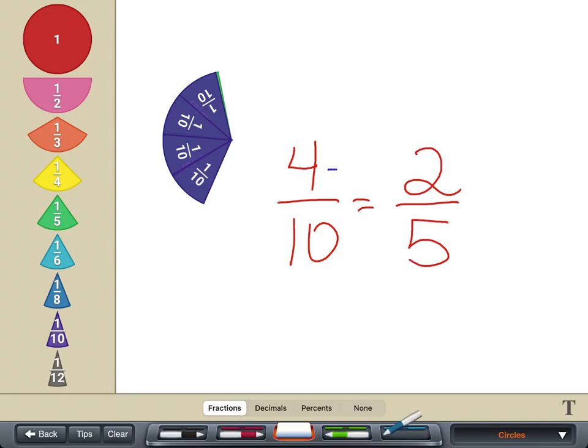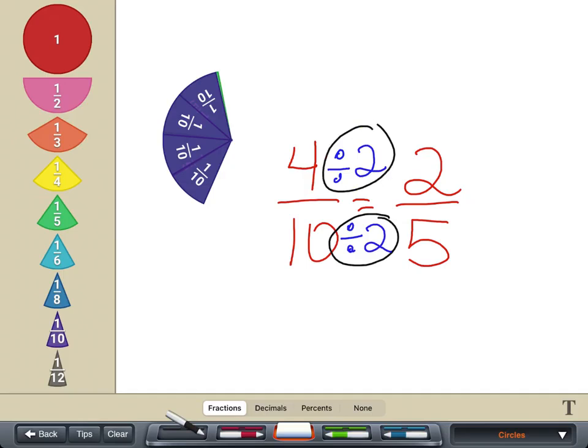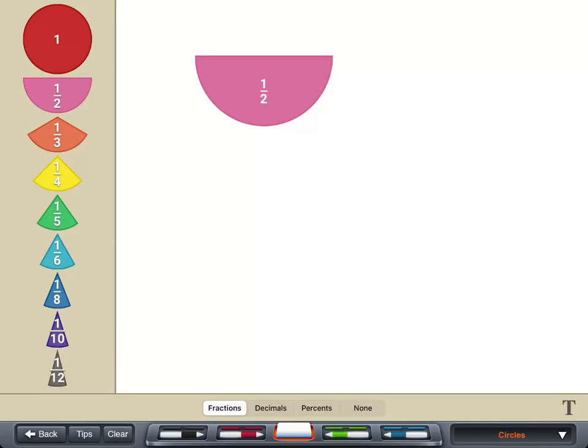Look at these numbers. I can multiply the top number by 2, and whatever I do to the bottom, I have to do to the top. And as long as my operations match each other, the do-do rule, big sister, little sister rule, then I'll know that I made equivalent fractions. Let's look at another one.